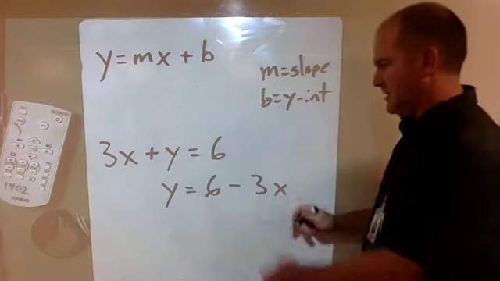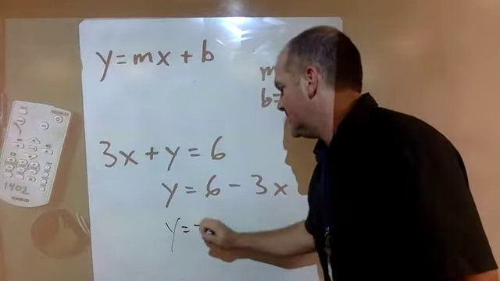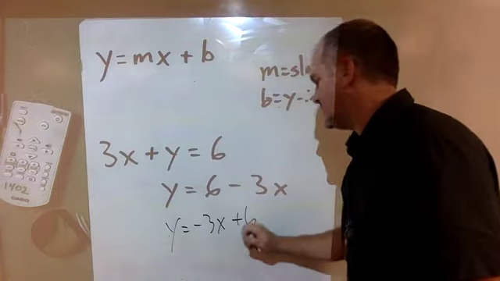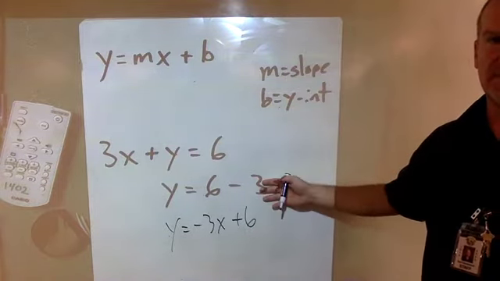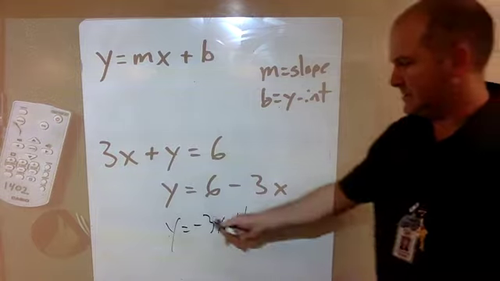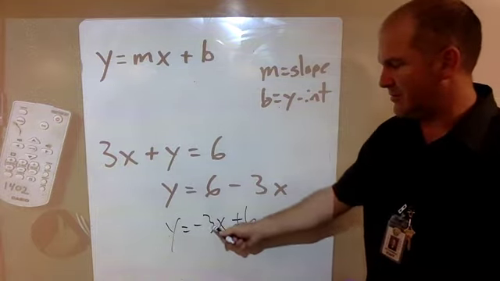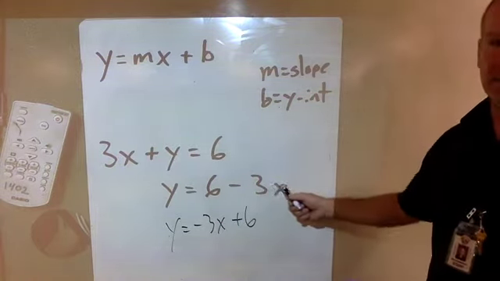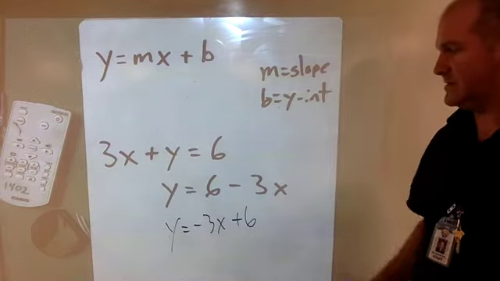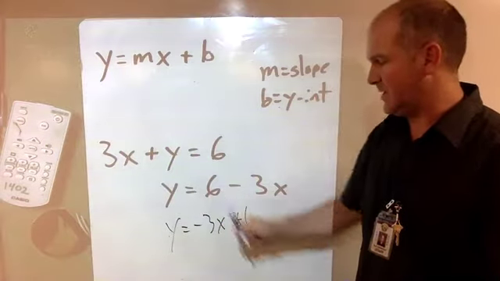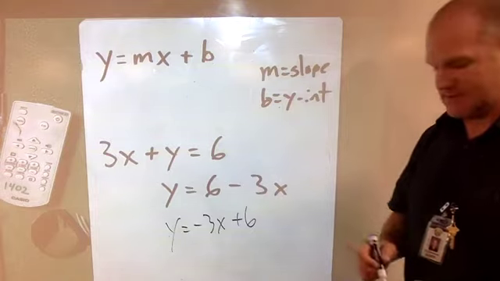It doesn't matter if it's y equals negative 3x plus 6. These mean the exact same thing. This is a negative 3 slope because it's the number in front of x. This is also a negative 3 slope because it's the number in front of x. This would be the y-intercept, positive 6, y-intercept, positive 6.